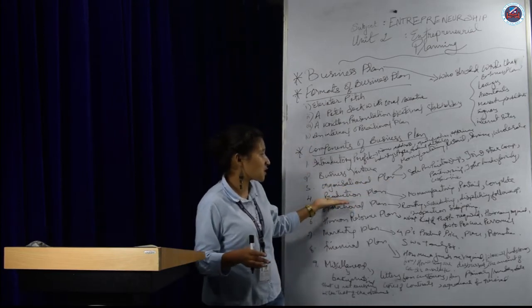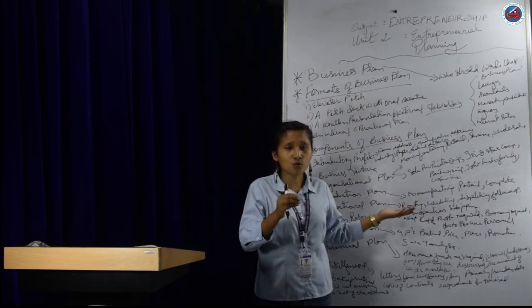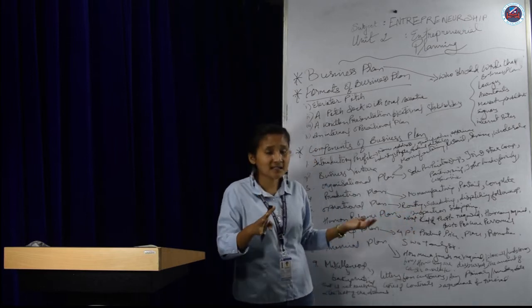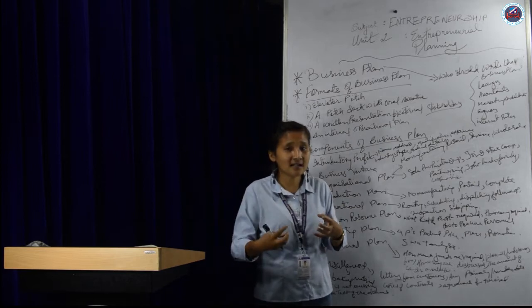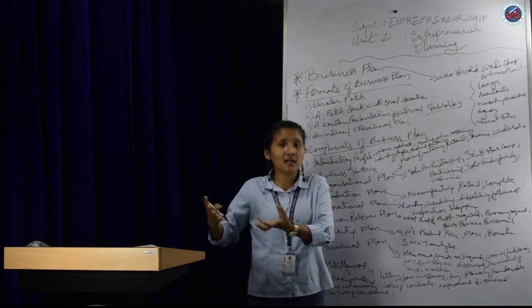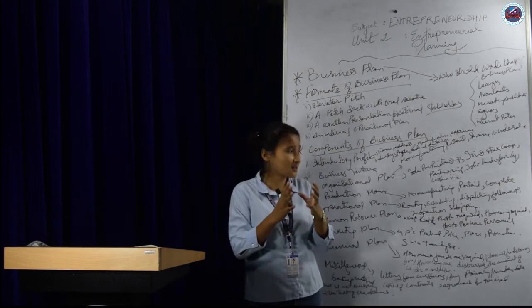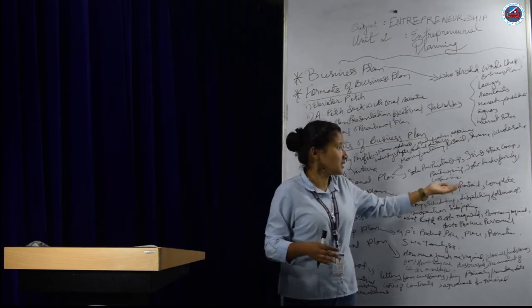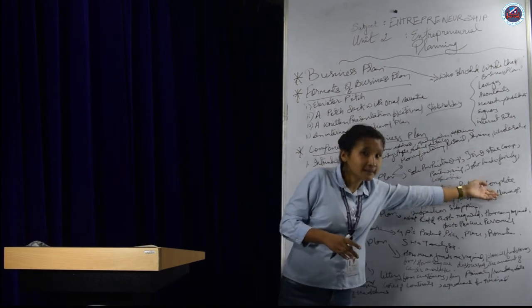Then comes the production plan. Production plan has to do with regard to the manufacturing of the particular goods that you have decided, or the product that you have decided to introduce with the help of the business venture that you are going to start up. In the production plan, we have no manufacturing, partial manufacturing or complete manufacturing.